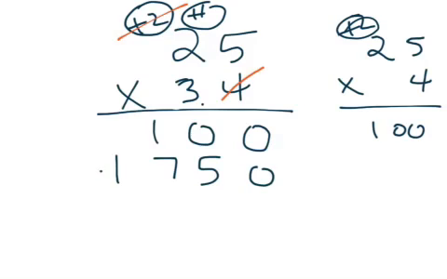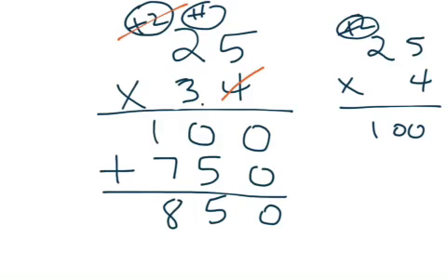And then at this point, we just add the partial products. And your answer is, after you add the partial products, which are the parts, then your final product would be 850.